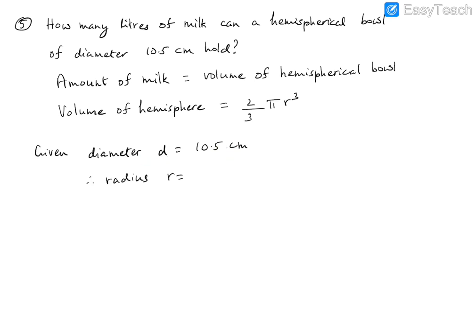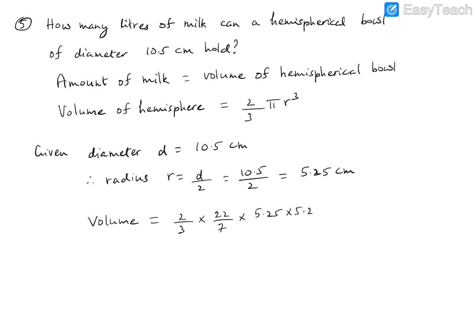Because we are given the diameter, the radius will be half of the diameter, d/2, which is 10.5 divided by 2, which is 5.25 centimeters. Now from this we can calculate the volume of the hemisphere. So volume is 2/3 into π, where π is 22/7, into r³, which is 5.25 × 5.25 × 5.25, and that will give us the volume in units of centimeter cube.